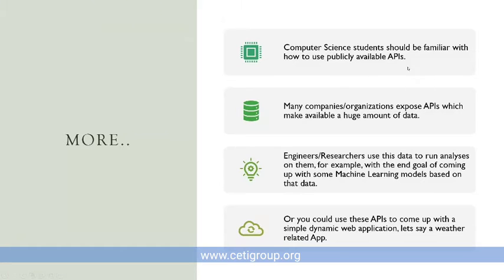Another important thing as a computer science student, you should be aware of publicly available APIs. This is very important if you are thinking of working on some project idea of your own, if you want to have access to some online available free data, right? So many companies, they expose their data through APIs.